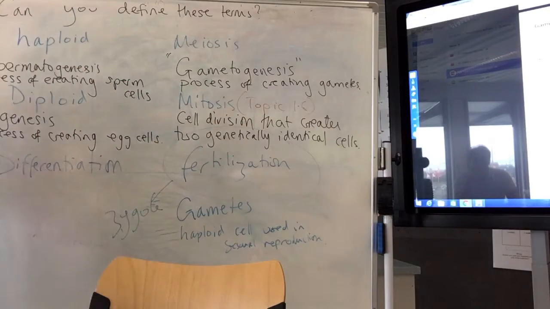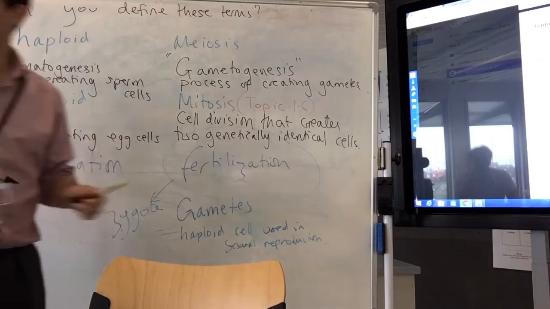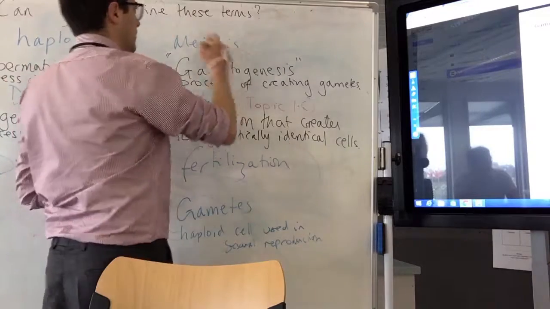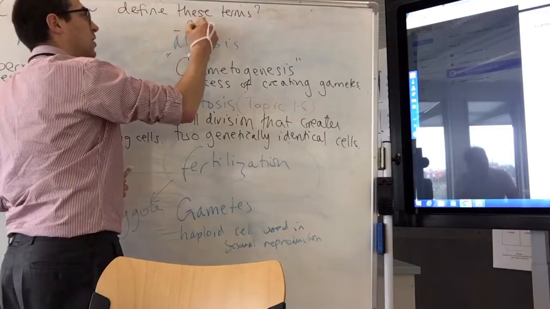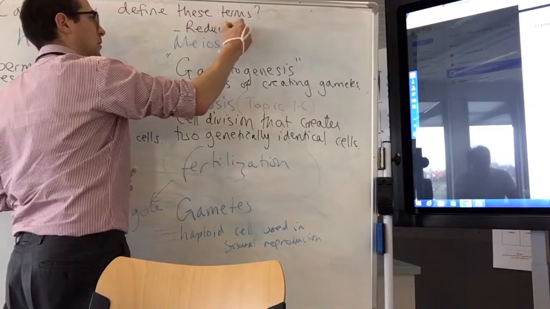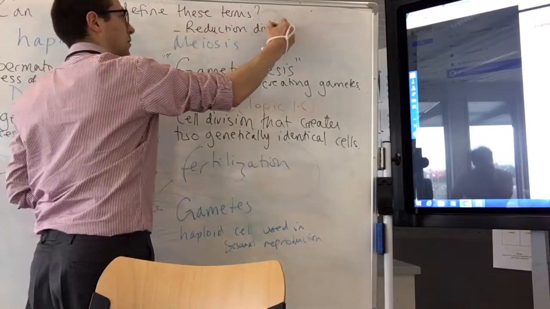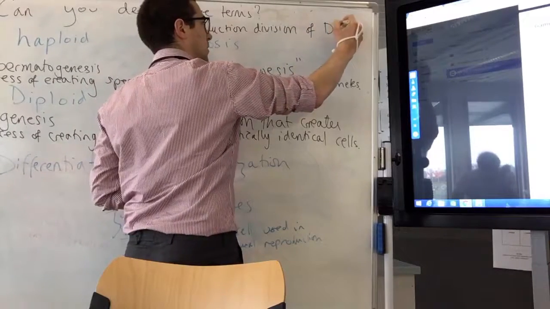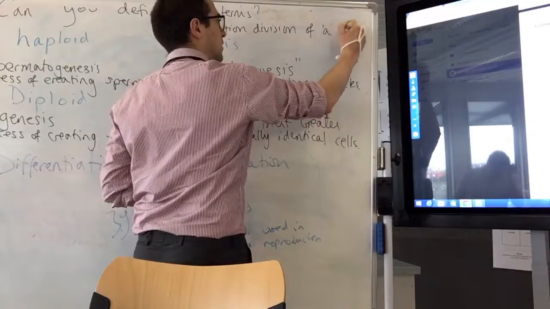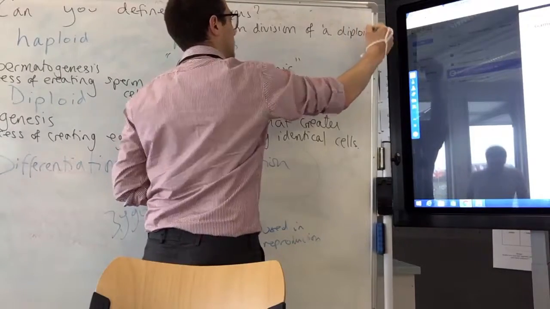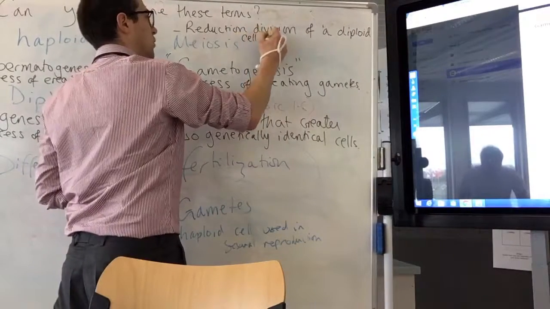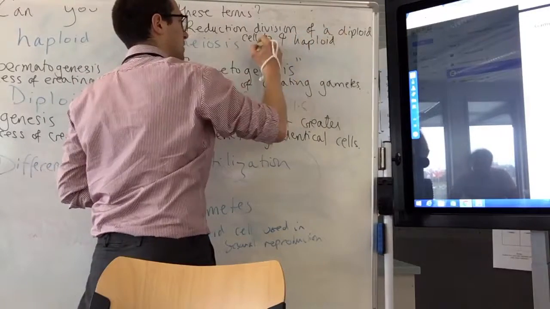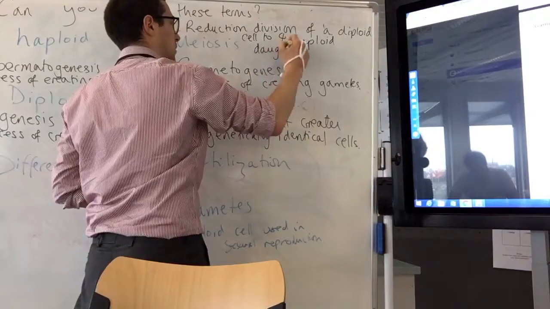Both these processes involve mitosis and then the 2 divisions of meiosis. So how do we define meiosis? You got a pretty good definition, I seem to remember: the division from diploid to haploid. So I'm going to put above it, the reduction division of a diploid cell to 4 haploid daughter cells.